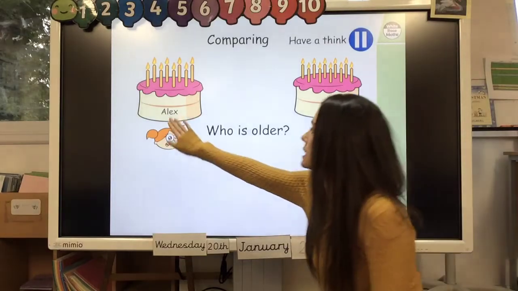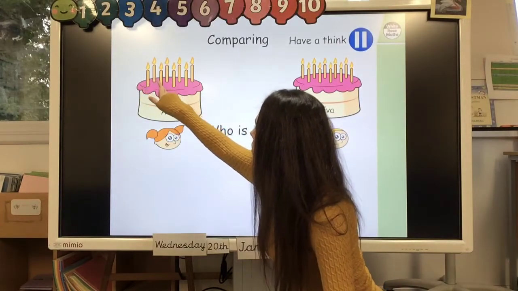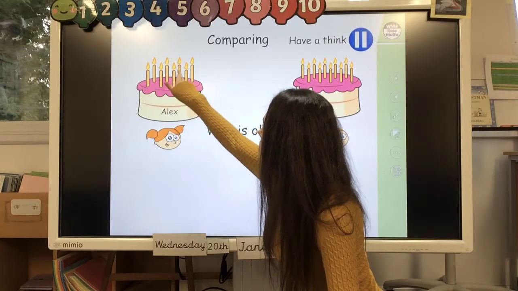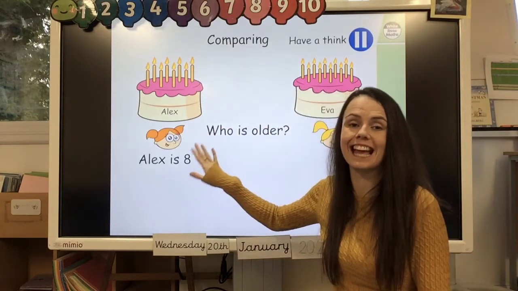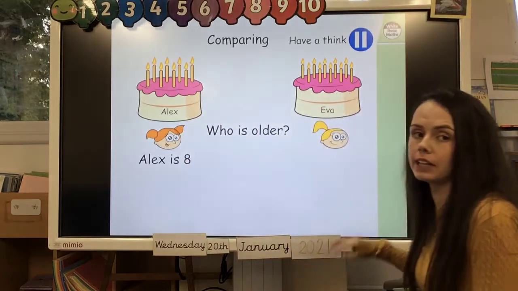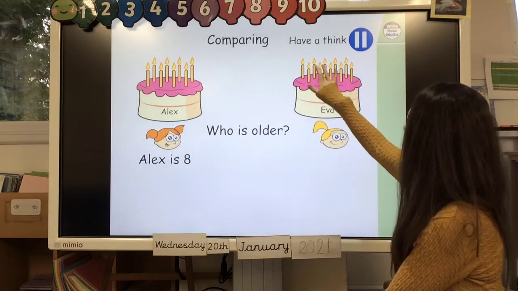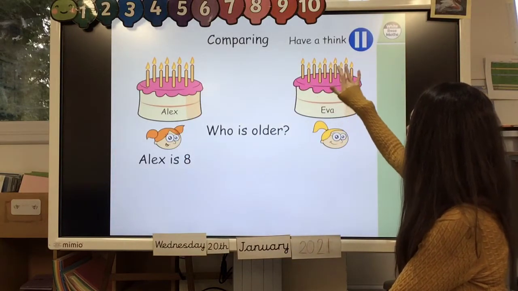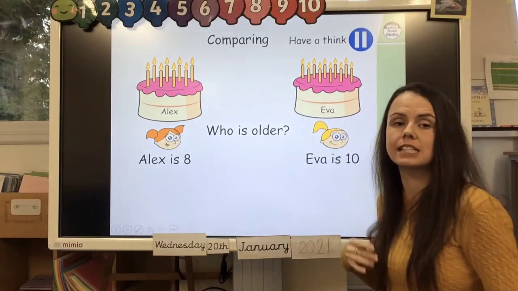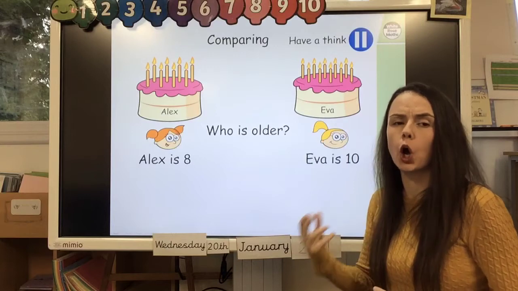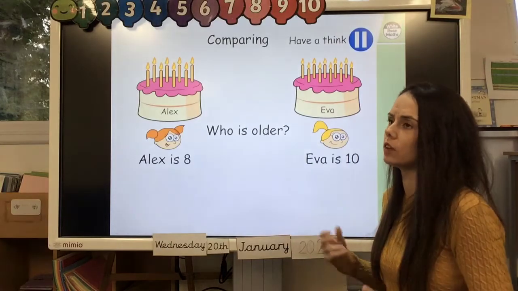So Alex, she's got 1, 2, 3, 4, 5, 6, 7, 8. So Alex is 8. Let's count Eva's. 1, 2, 3, 4, 5, 6, 7, 8, 9, 10. Eva is 10. So who is older? Eva or Alex?